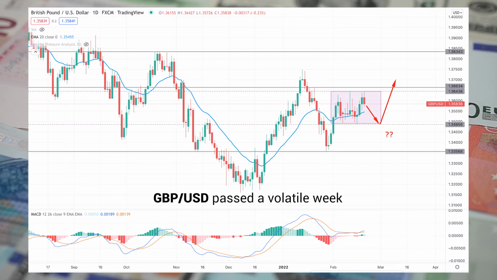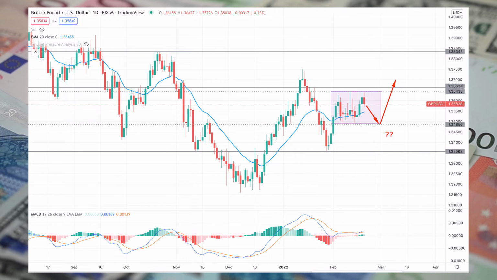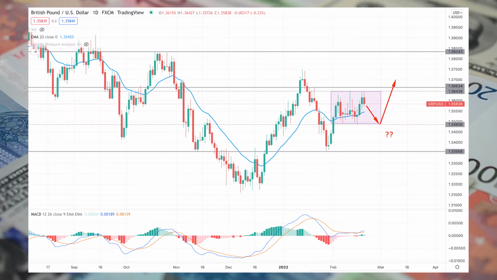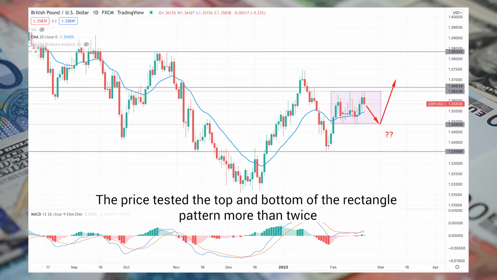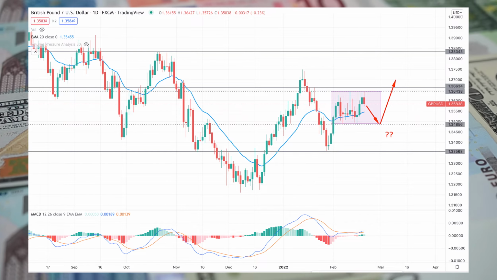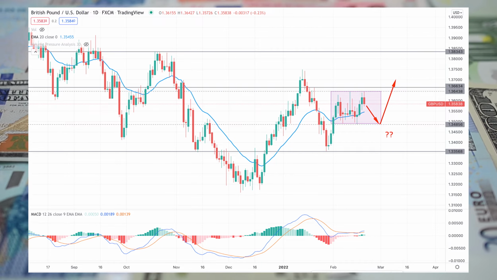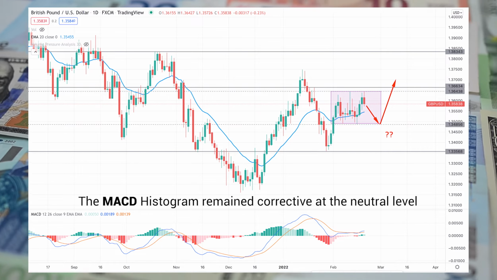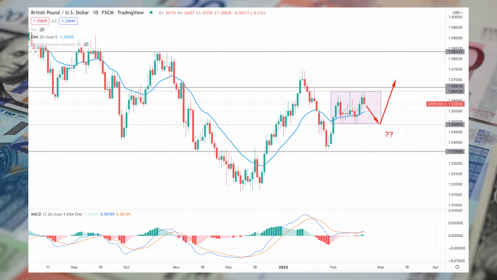GBPUSD passed a volatile week where the price action from the 1st of February failed to break from the rectangle pattern. Instead, the price tested the top and bottom of the rectangle pattern more than twice, opening a possibility of a breakout.